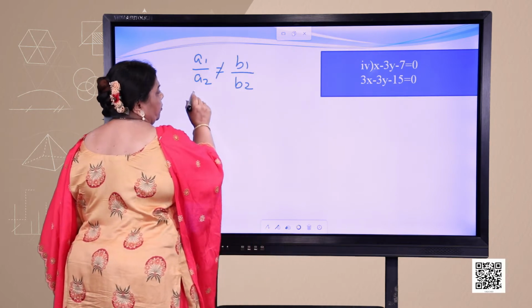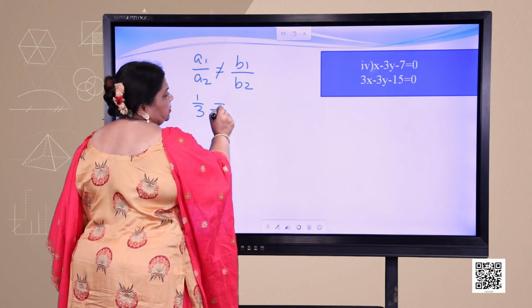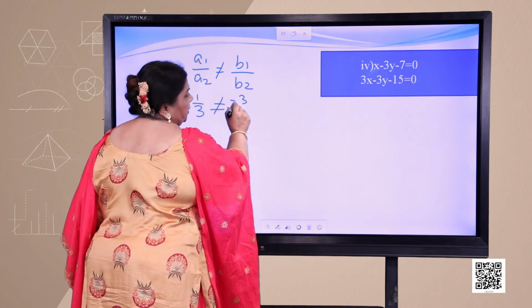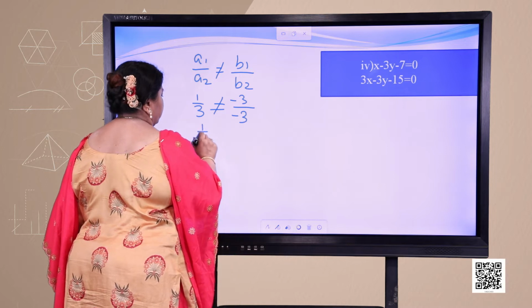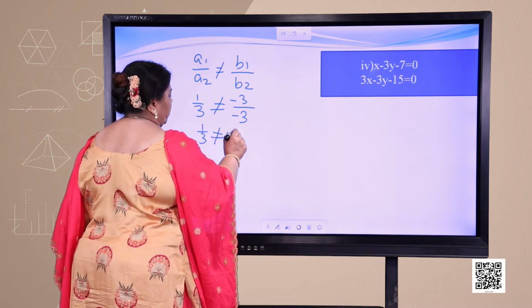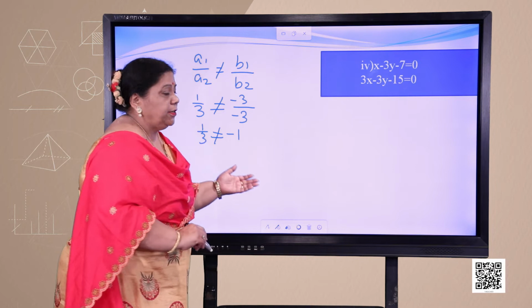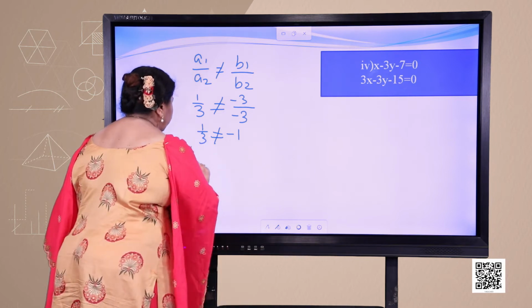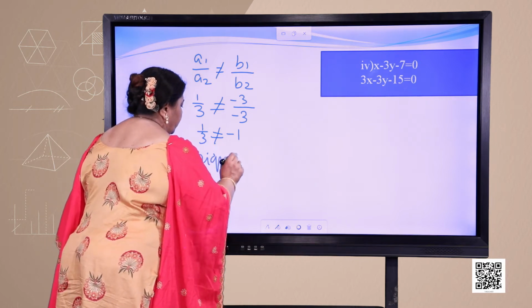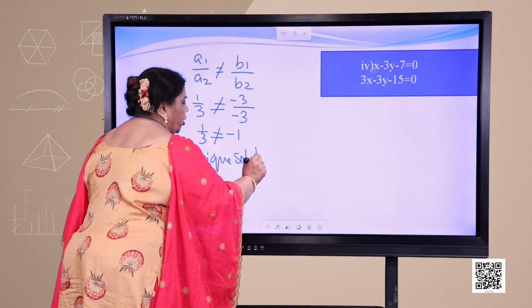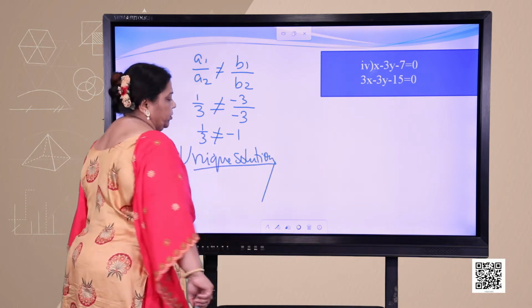I think it is not equal. 1 upon 3 is not equal to minus 3 upon minus 3. Yes, 1 upon 3 is obviously not equal to minus 1. This is a case of a unique solution. Now, let us use our cross multiplication method to find out the value.